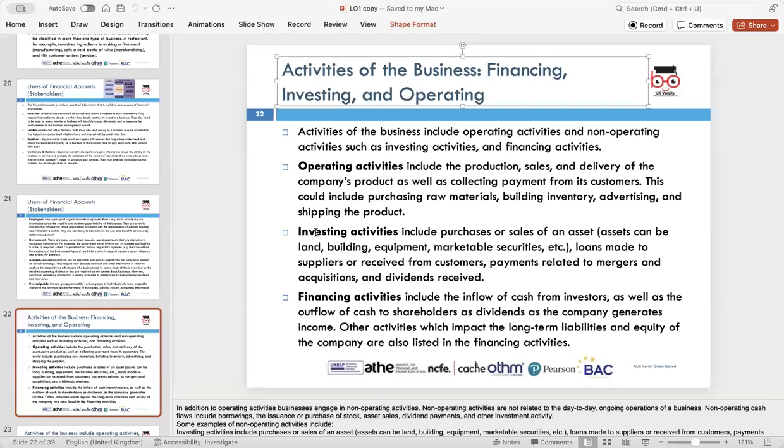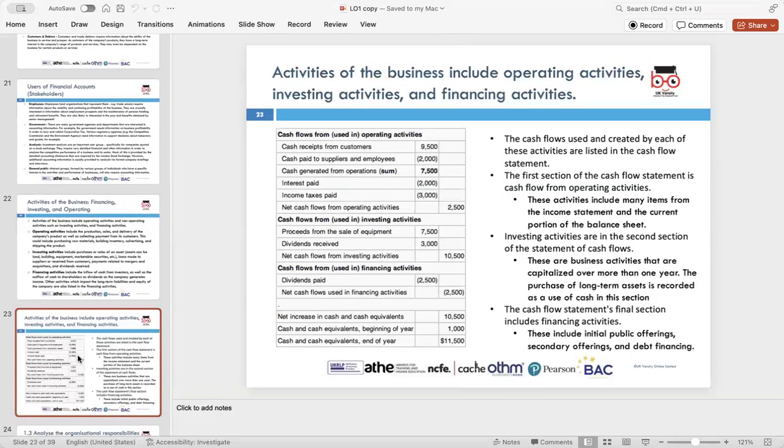Operations that are considered to be financing activities include the receipt of cash from investors as well as the distribution of cash to shareholders in the form of dividends when the firm creates income. The financing activities section also includes a list of other actions that have an effect on the long-term obligations and equity of the organization. There are three types of operations that make up the business operation: operating activities, investing activities, and financing activities.